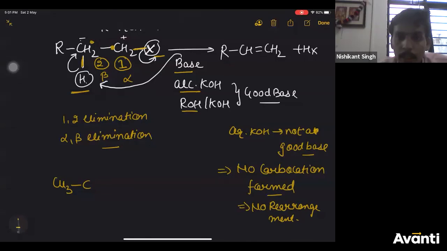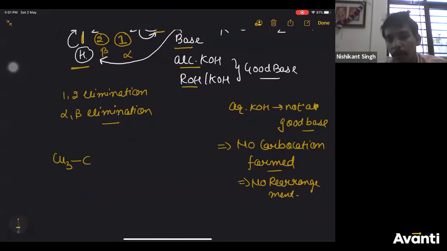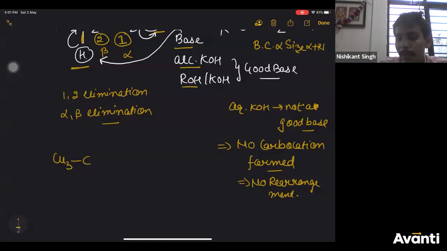No carbocation means a good base. There are a lot of criteria. We are not going into that. We have to discuss the whole elimination reaction for that. A good base is something which is bulky, very heavy in size, and which has high electron density. So I will write, basic character is directly proportional to steric hindrance, or size, and directly proportional to plus R and plus I. So using this, you can design a good base, right?